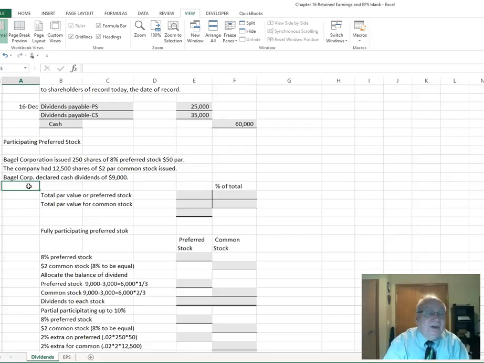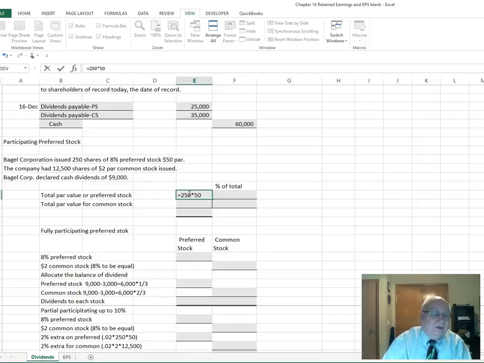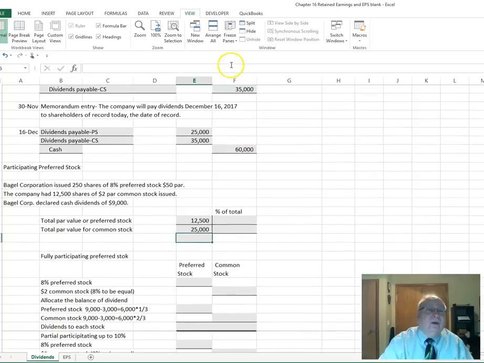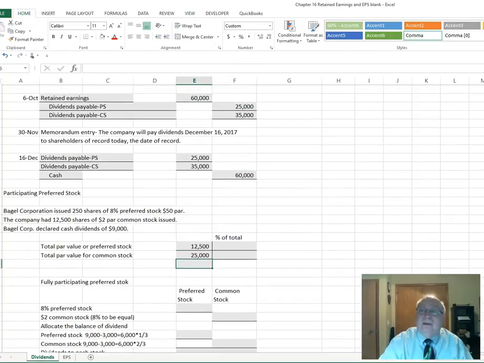So how are they going to be doing this? Okay, the total par value of the preferred stock was 250 shares times $50 a share, or $12,500. The par value of the common stock was equal to 12,500 shares at $2 for a total of $25,000, which gives you a total of $37,500.